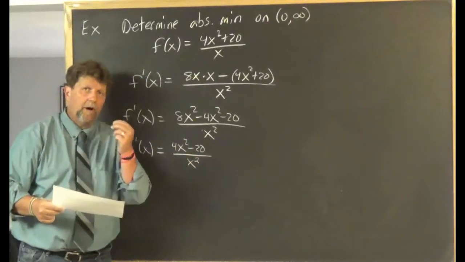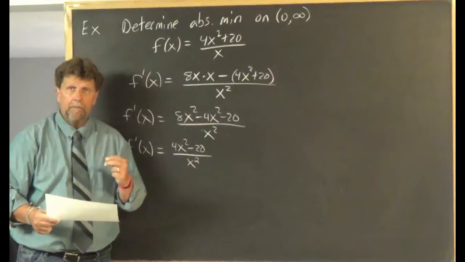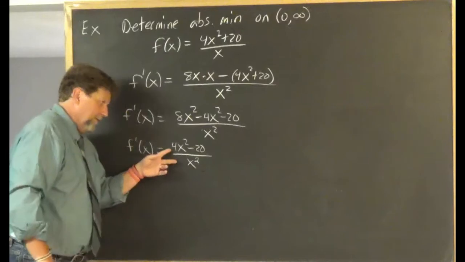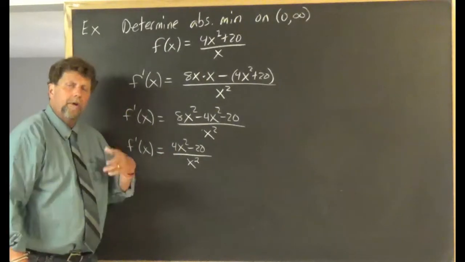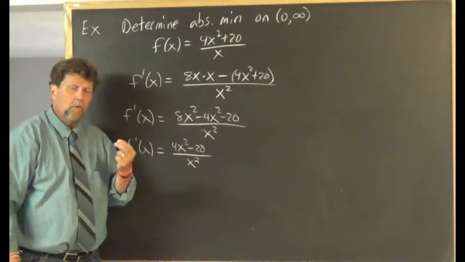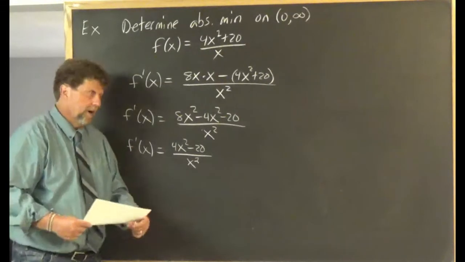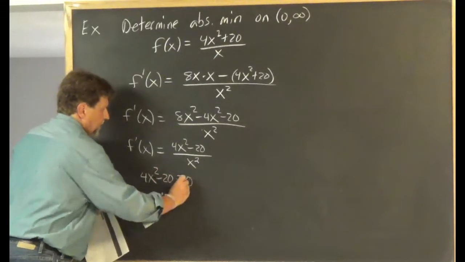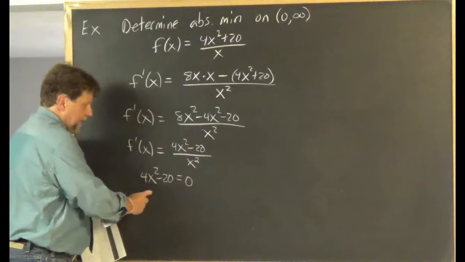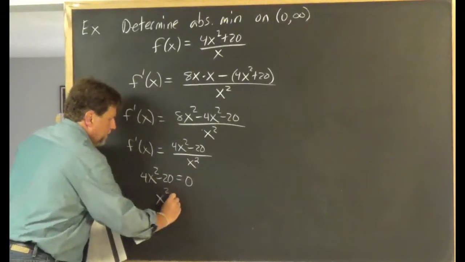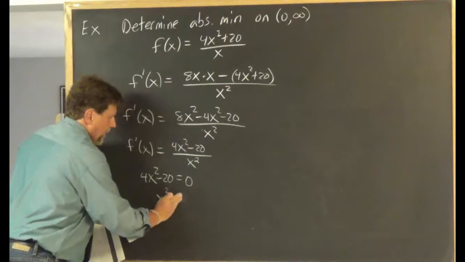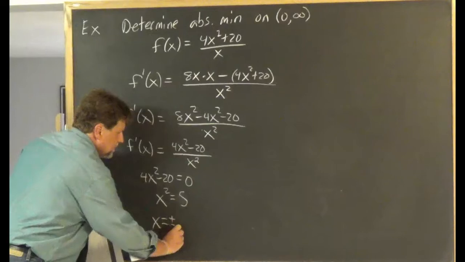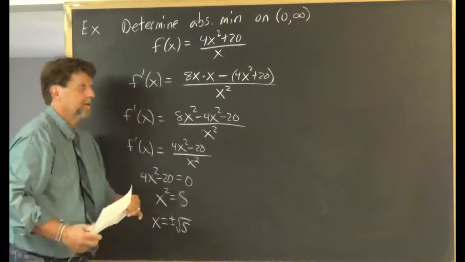So keep in mind, we want to know where the derivative equals 0, so we can use the power of the second derivative test for absolute extrema. So my derivative kind of looks like a fraction. Remember, the only time a fraction is going to equal 0 is when the numerator equals 0. So I take the numerator, set it equal to 0, and I add 20 to both sides, divide both sides by 4. I get x squared equals 5. So x equals plus or minus the square root of 5.